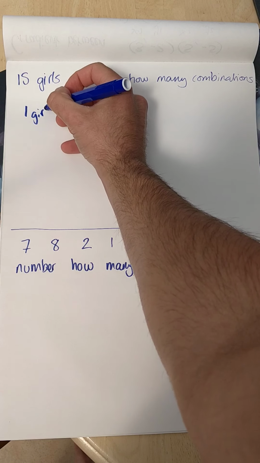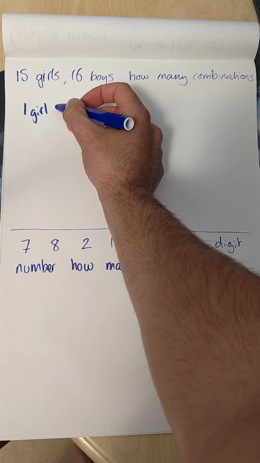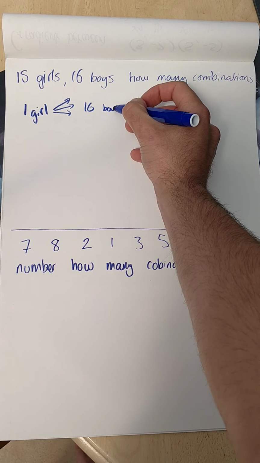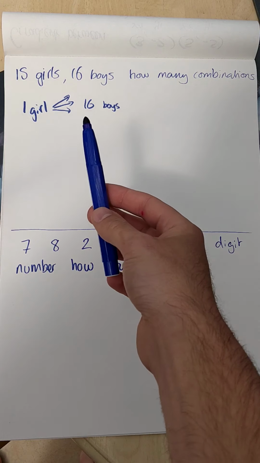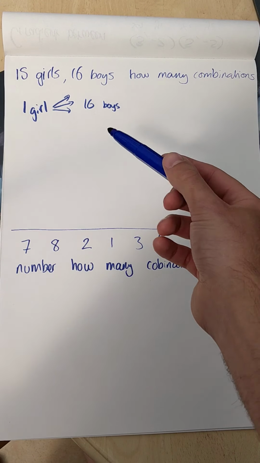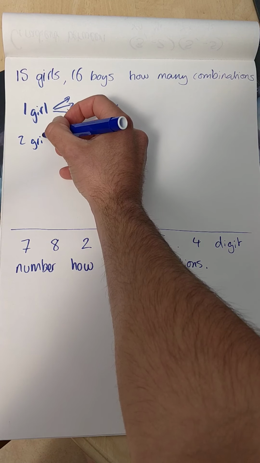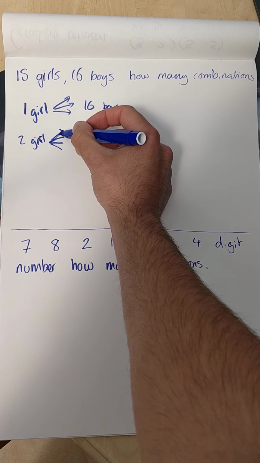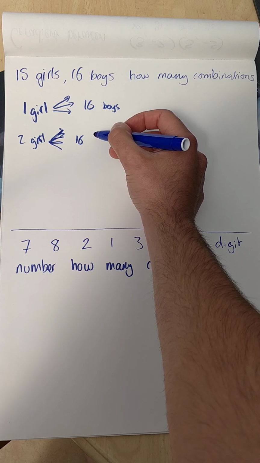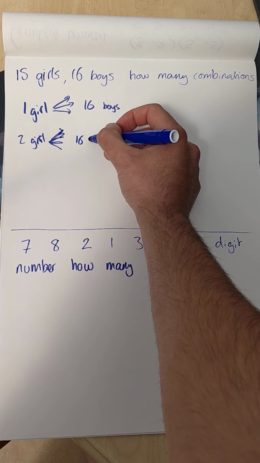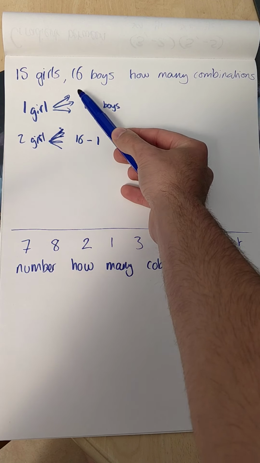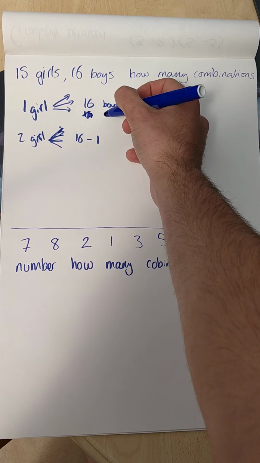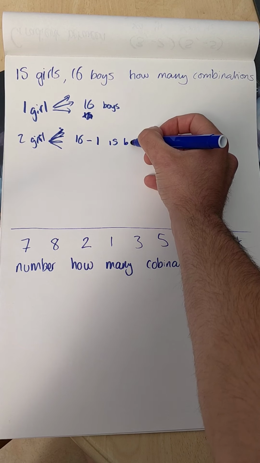If you've just got one girl, she could be paired with any number of those 16 boys. Okay, so that's obviously the one girl can be paired with any one of those 16 boys. The second girl could be paired again with any one of those 16 boys as well. However, if the first girl's already got the first boy, this one is going to have a choice of 15 boys.